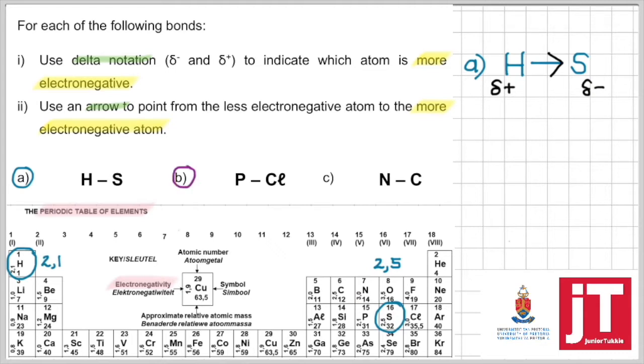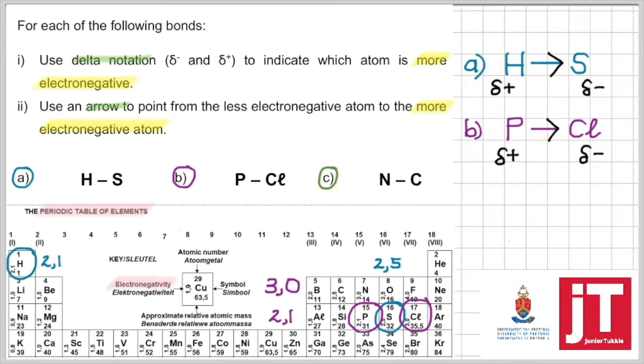Question B involves the bond between phosphorus and chlorine. Phosphorus has an electronegativity of 2.1, while chlorine has an electronegativity of 3. Since 3 is bigger than 2.1, chlorine is more electronegative, and as a result, phosphorus is slightly positive, while we indicate on the chlorine this delta negative symbol because it becomes slightly negative. Since chlorine has the higher electronegativity, the arrow points towards chlorine, indicating a dipole moment.